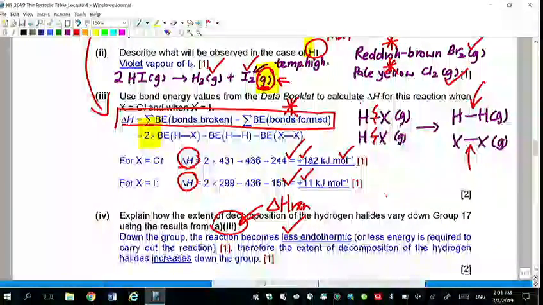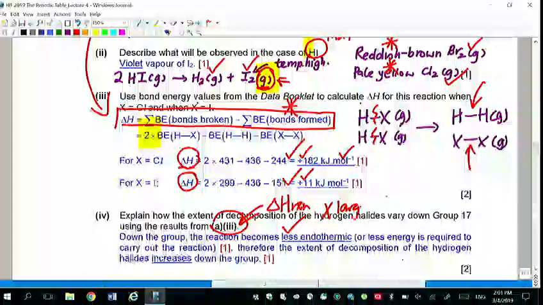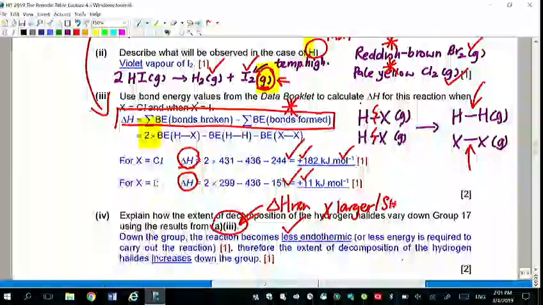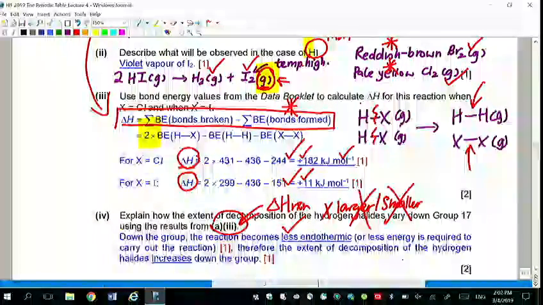Take note of how I phrased my answer. I did not say that the enthalpy change becomes larger or smaller. I will not accept it if you say the enthalpy change becomes larger or smaller. Whenever I describe enthalpy changes, you will say either less endothermic, more endothermic, less exothermic, or more exothermic. This is the term that you should be using. You should not be using larger or smaller.